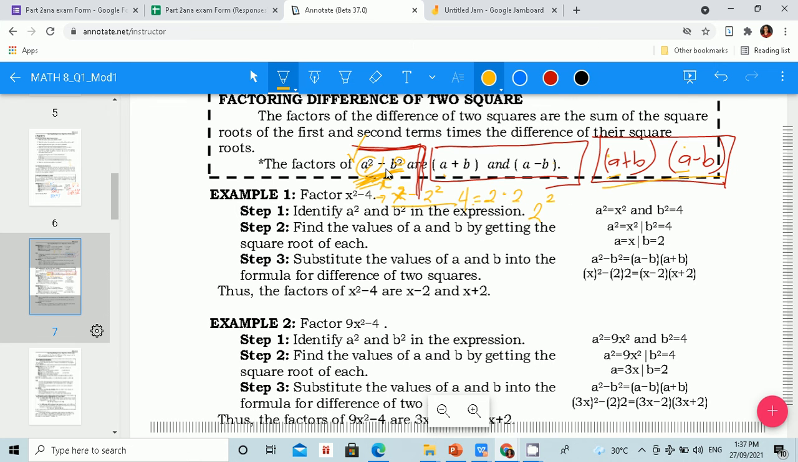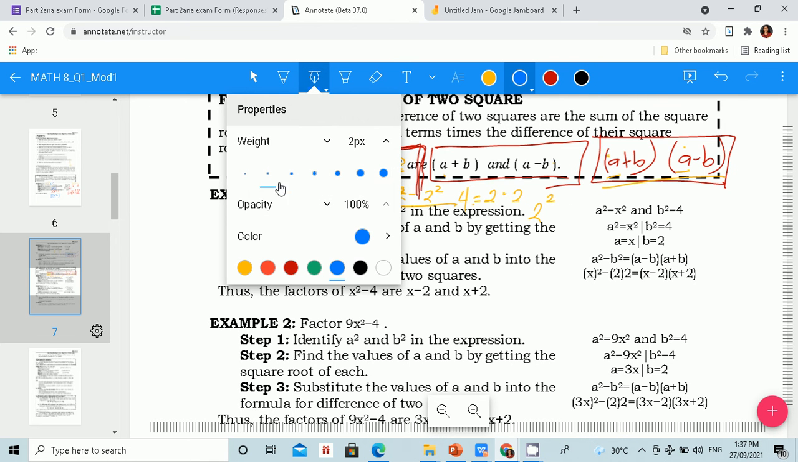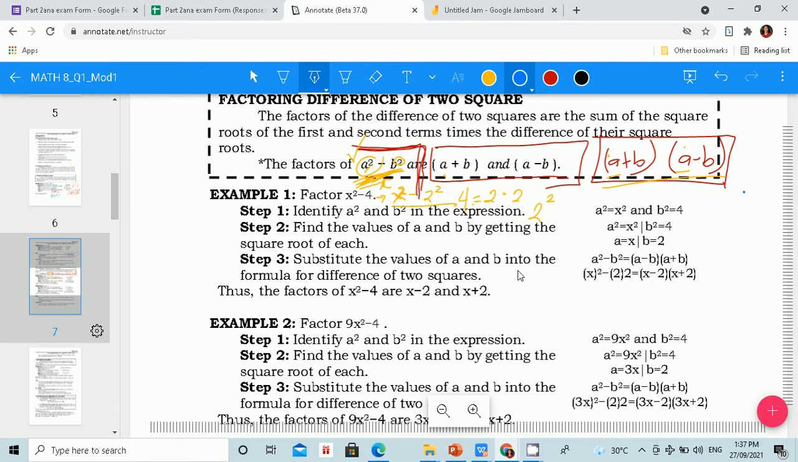Okay, so let's do this one, class. Let's write that one. We have x squared minus 2 squared. So in writing that one, we have a plus b times a minus b. Ato siya himuon ani nga form.